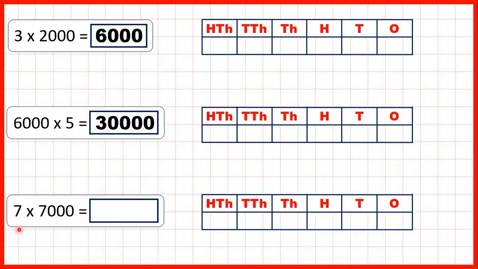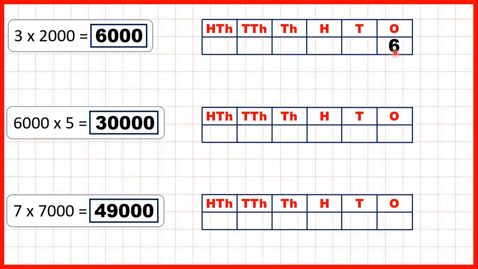So now, what is 7 times 7,000? That's 49,000, because 7 times 7 is 49, and if we have 3 end zeros in the question, we need 3 end zeros in the answer. Now to think about why this method works, remember 2,000 is the same as 2 times 1,000. So first we can multiply by 2, and 3 times 2 is 6, and then we can multiply by 1,000.